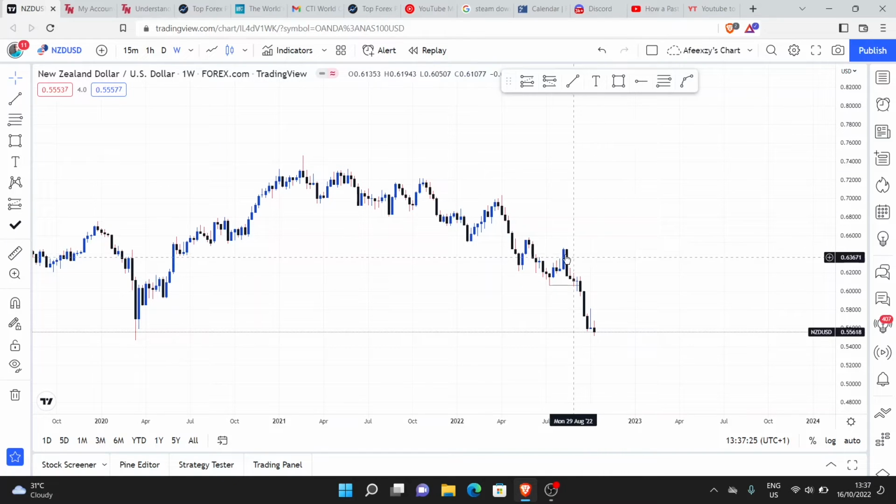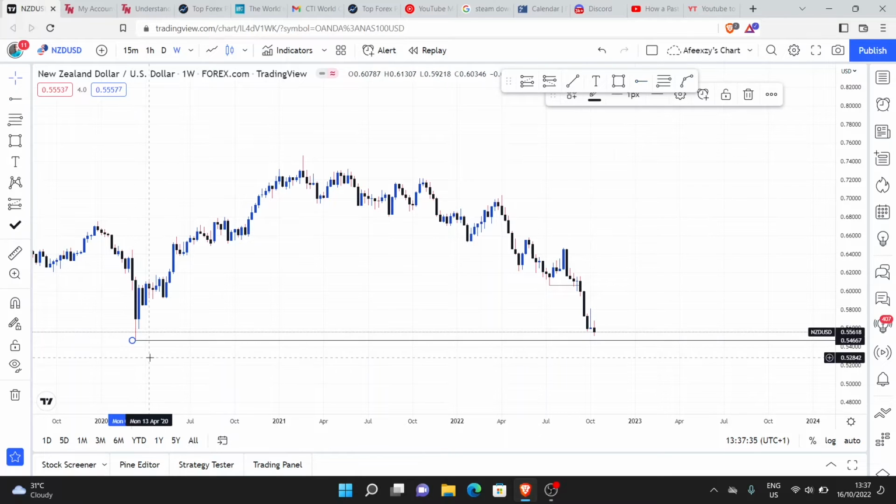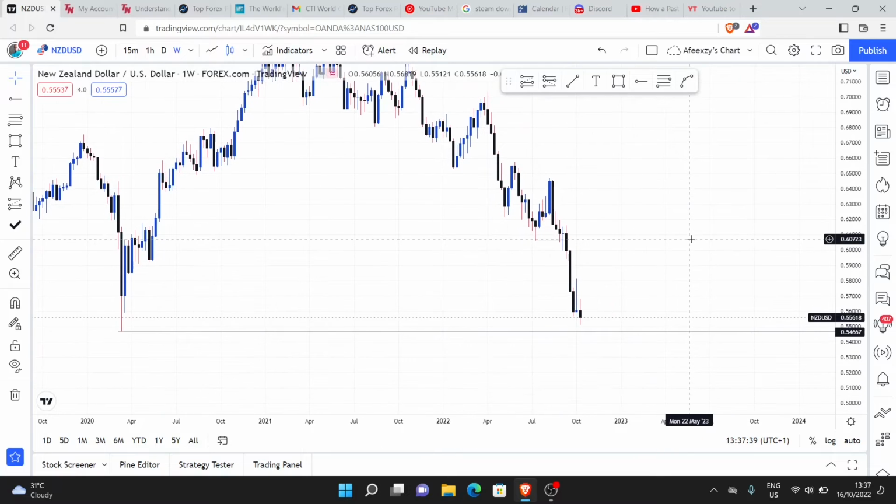And right now you can see NZDUSD is bearish, and I'm anticipating it to clear this low here before we see maybe a little retracement before we continue going bearish. But to me, this is the zone I'm anticipating for NZDUSD to clear on our weekly time frame.